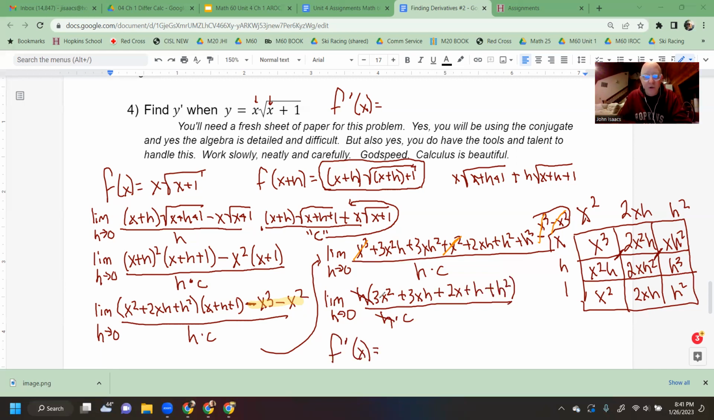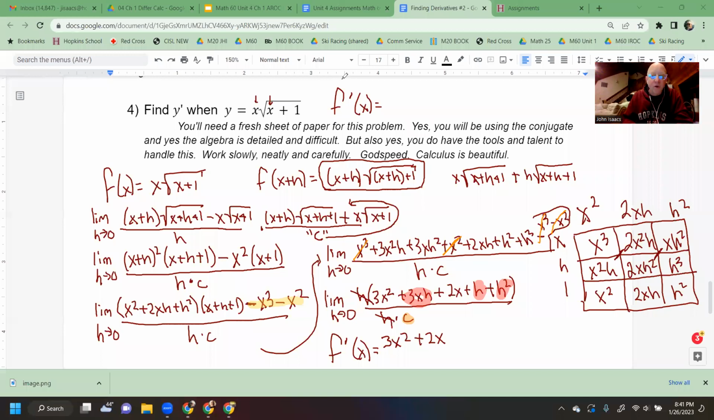And all that's left are terms that don't actually have h in them. So that's going to be 3x squared plus 2x. Notice that, I'm going to highlight these. Notice that this term still has an h in it, which makes it 3x times 0. This term has an h in it, which makes it 0. And this term has an h in it, which makes it 0 squared. So those terms are gone. Zeros disappear. Now we can't forget about our little c down here.